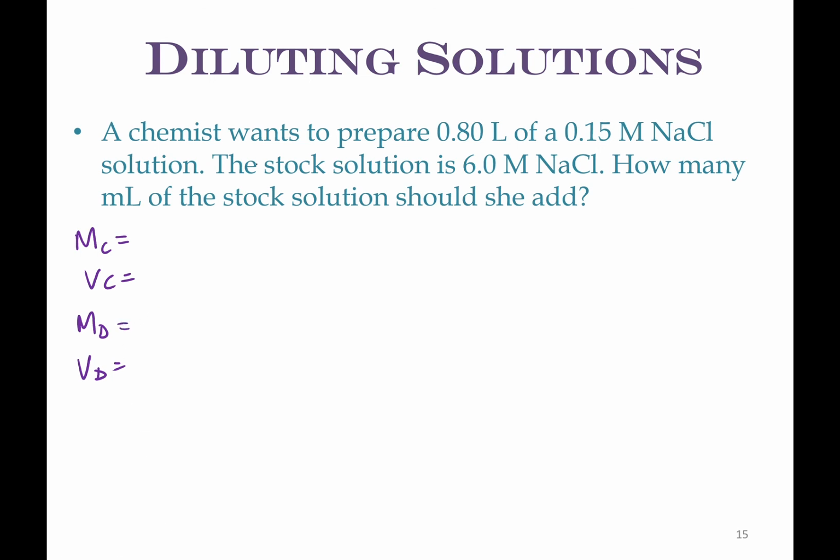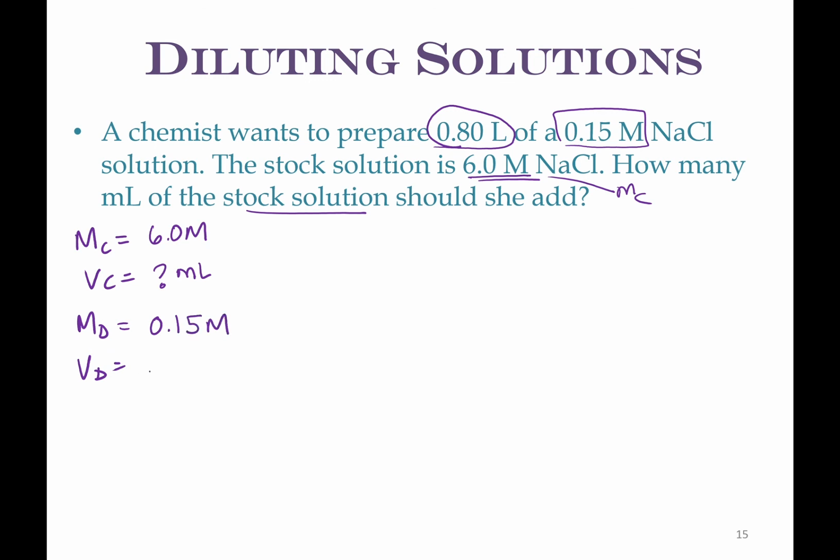So a chemist wants to prepare 0.80 liters of a 0.15 molar solution. She has a 6 molar solution, so this one is obviously more concentrated. So that's the concentrated molarity, 6.0 molar. We want to know how much of that stock solution she needs to add. So this is going to be our question mark. How many milliliters? The molarity of the dilute solution is 0.15 molar, and we would like 0.80 liters of that solution.